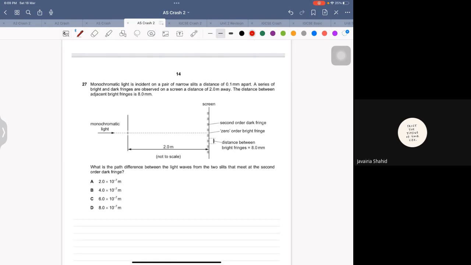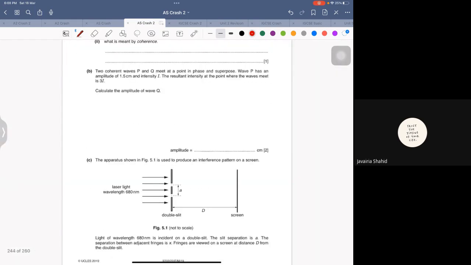I hope to finish at least double slit today, and then diffraction grating we can do later. So what is the path difference between the light waves from two slits that meet at a second order dark fringe? Okay, this came from path difference. We're going to do it later. Sorry, I put it wrong.